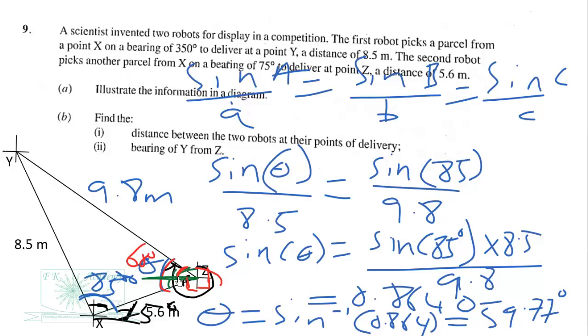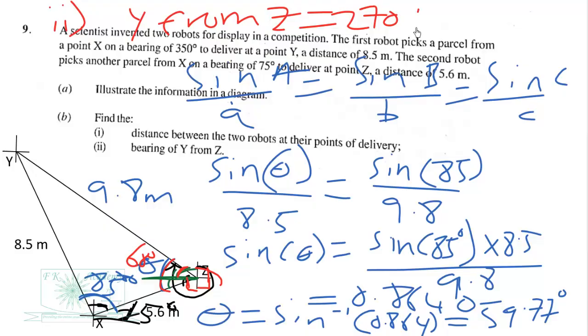So the bearing of y from z, this is the I part, will be equal to 270 plus 45 degrees, and that will be equal to 315 degrees to the nearest degree.